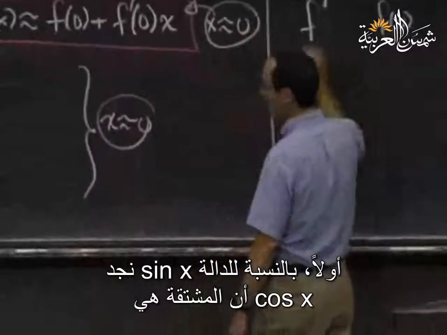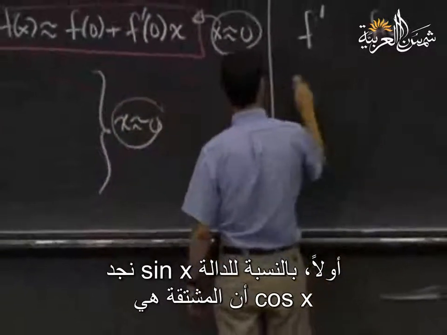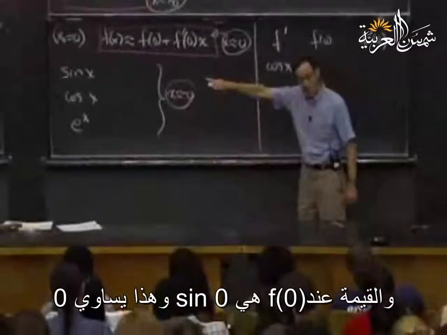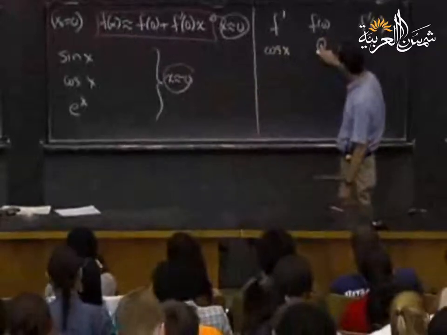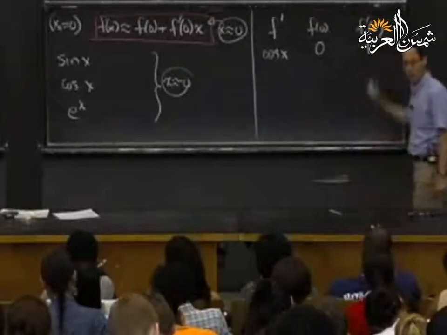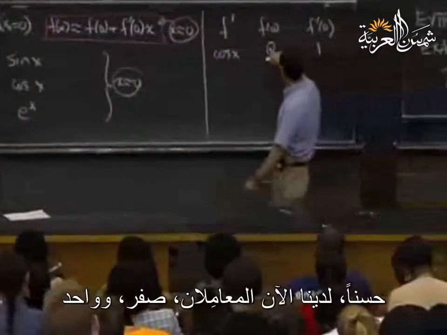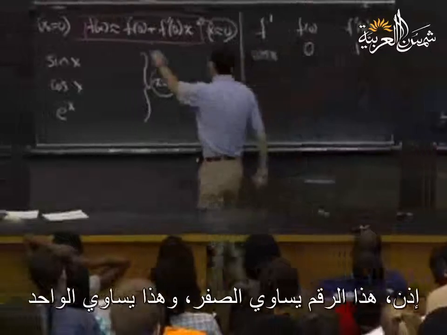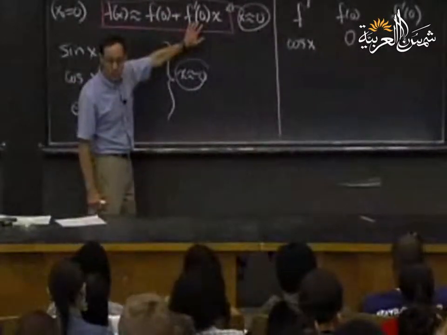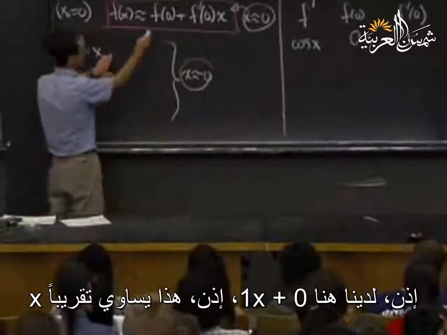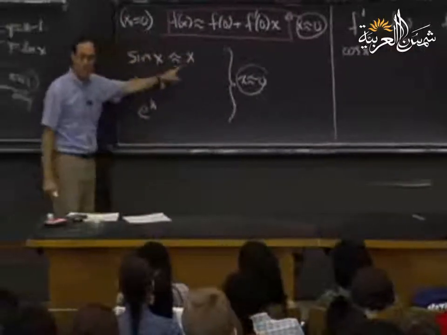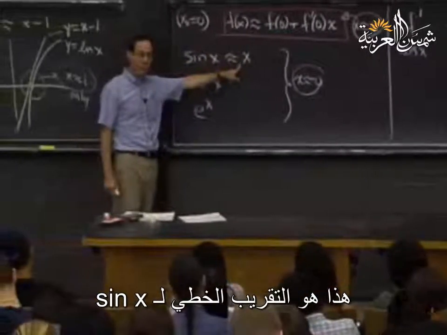All right, so first of all, if the function is sine x, the derivative is cosine x. The value of f at 0, that's sine of 0, is 0. The derivative is cosine. Cosine of 0 is 1. So there we go. So now we have the coefficients, 0 and 1. So this number is 0, and this number is 1. So what we get here is 0 plus 1 times x. So this is approximately x. All right, there's the linear approximation to sine x.